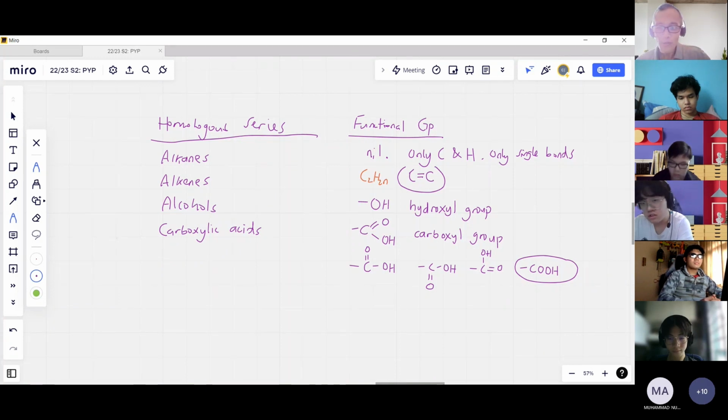Questions anyone? If you do, just voice up. You can use your chat box, even though I may not look at the chat box that much. Okay, that is carboxylic acids. What other homologous series is in your syllabus? Shonen?